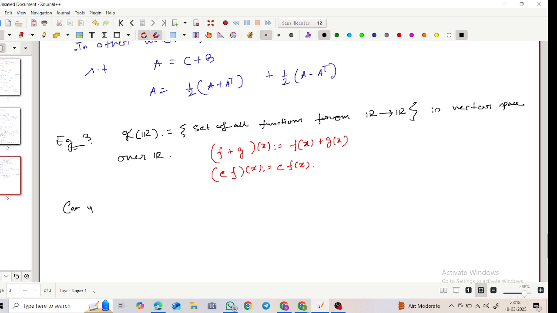Can you find W1, W2 subspaces of F(R) such that F(R) is W1 direct sum W2? I give you 2 minutes.